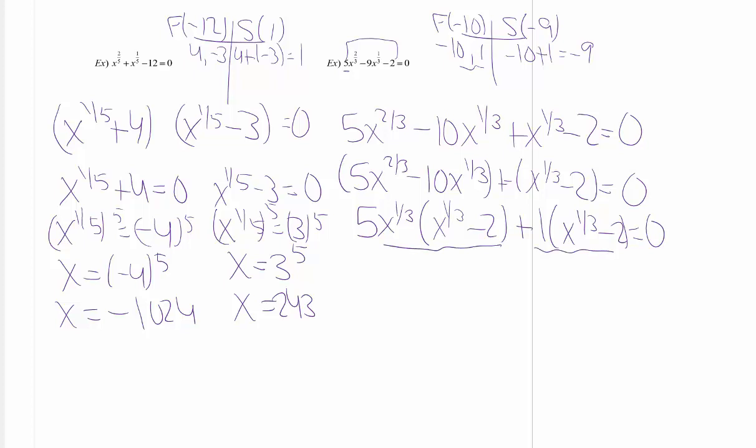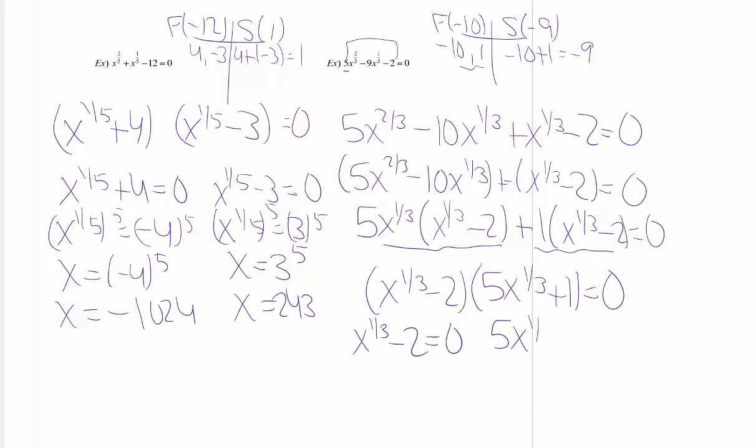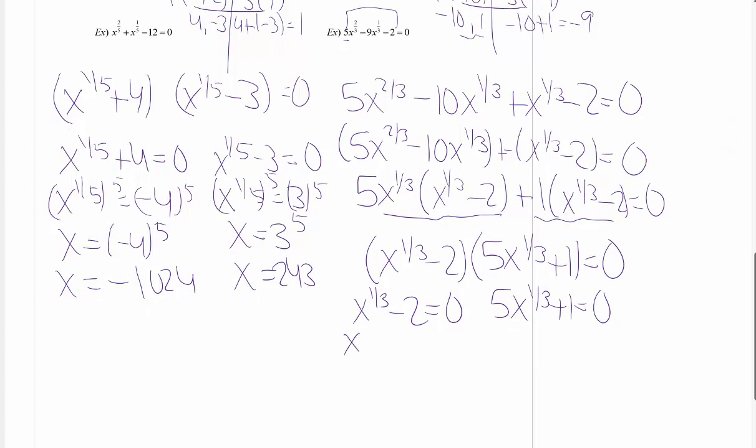Take a look at these two terms. What do they have in common? Again, it's what's inside the parentheses, so that's x to the 1/3 minus 2, and the other factor is 5x to the 1/3 plus 1, and of course set equal to 0. So set each factor that contains a variable equal to 0. So add 2, and then here I will cube both sides. That's x equal to 2 to the 3rd power. That's x equal to 8.